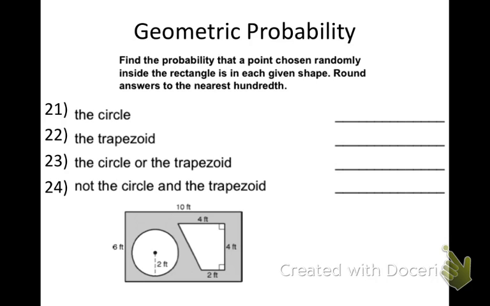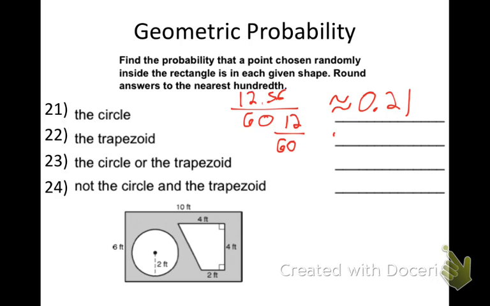Number 21. What's the area of the circle, anybody? 12.56. Over the area of the rectangle is? 60. So the probability is? 0.21. Awesome. 22, the trapezoid. What's the area of the trapezoid? It is 12. Over the rectangle is 60, which is about 0.2.